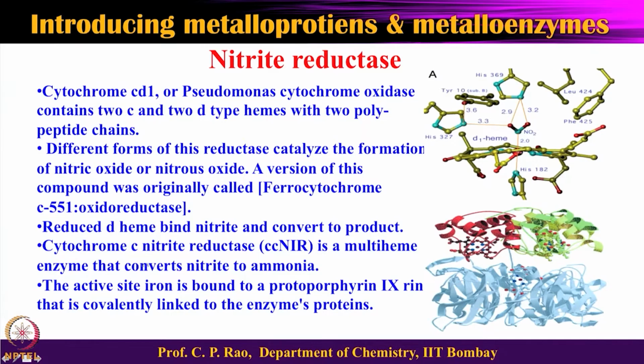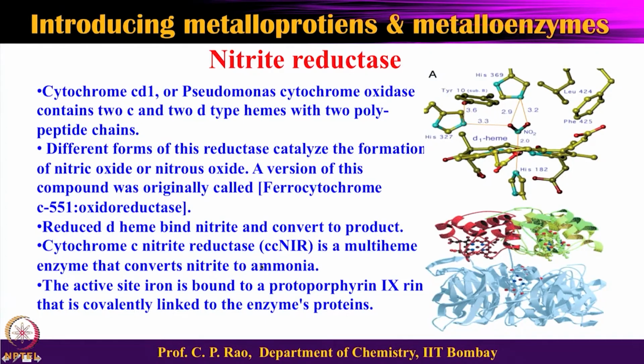Whereas cytochrome C nitrite reductase is a multi-heme enzyme that will convert the nitrite to ammonia, and this we will see as the next example. So, the active site of the iron is bound to the protoporphyrin 9, okay, and that is covalently linked to the enzyme protein. So, you can see that there are two types of heme.